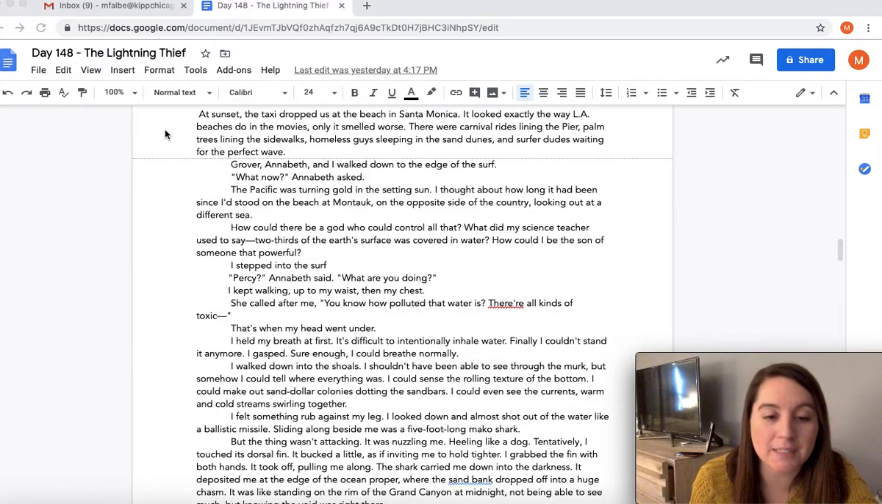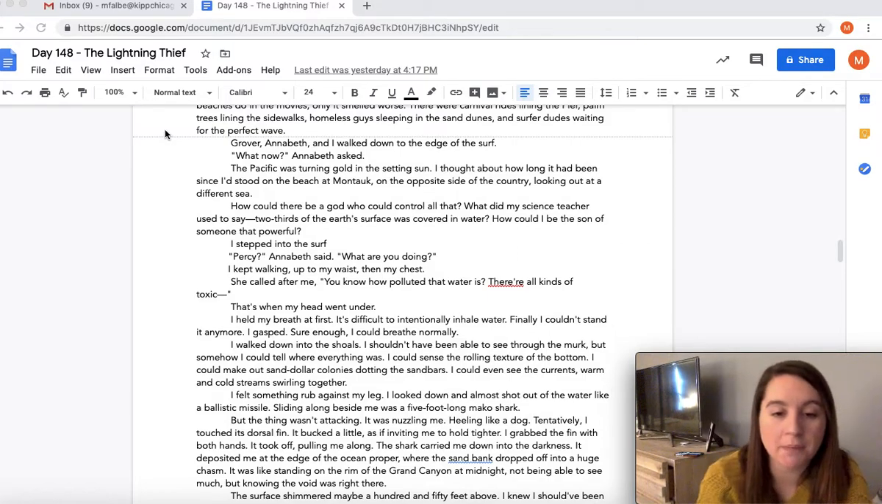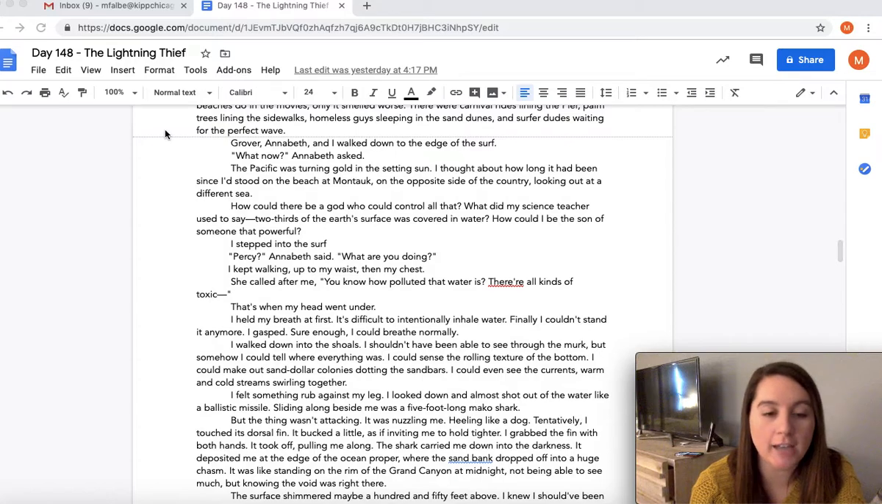Sliding along beside me was a 5-foot-long mako shark. But the thing wasn't attacking. It was nuzzling me, heeling like a dog. Tentatively, I touched its dorsal fin. It bucked a little, as if inviting me to hold on tighter. I grabbed the fin with both hands, and it took off, pulling me along. The shark carried me down into the darkness. It deposited me at the edge of the ocean proper, where the sandbank dropped off into a huge chasm. It was like standing on the rim of a Grand Canyon at midnight, not being able to see much, but knowing the void was right there.